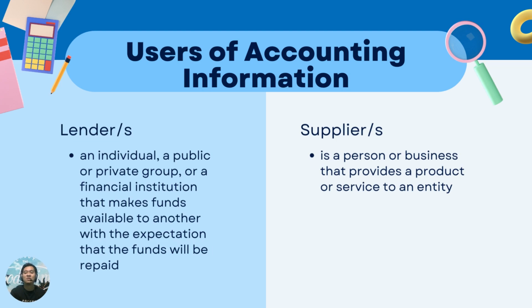Next, we have the suppliers. A supplier is a person or business that provides a product or service to an entity. So why do suppliers use accounting information? Just like the lenders or the creditors, the supplier also checks the financial information of the business, to see whether they will still extend credit for supplies. Because if the business is unstable, then you as a supplier will have to think twice if you will still provide the needed supplies of the business, right?